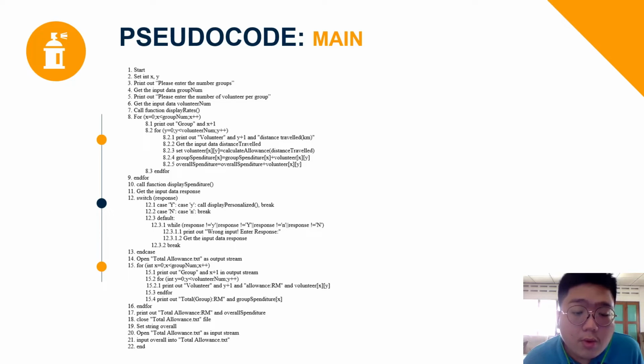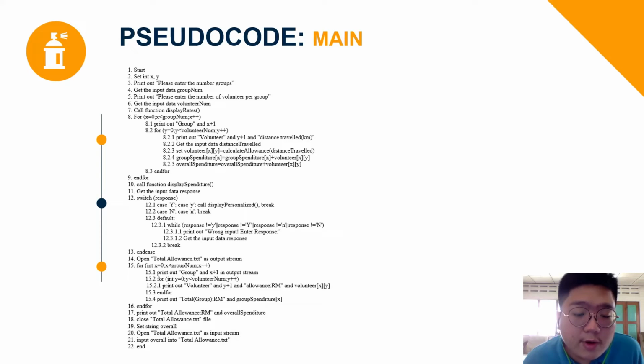Then we'll open total allowance text as output stream, and for x equal to 0, x smaller than group number, we'll call out group and x plus 1 as output stream. Then we'll print out the volunteer y plus 1 and also allowance RM and volunteer xy. Then the total group RM and also group expenditure will be printed out too. Then we'll print out total allowance is equal to RM and overall expenditure, and finally close the allowance text file.